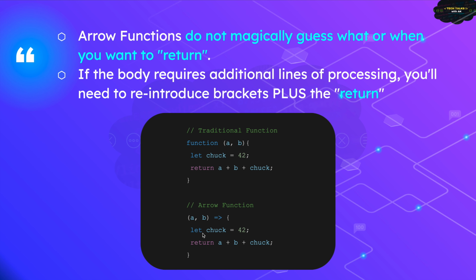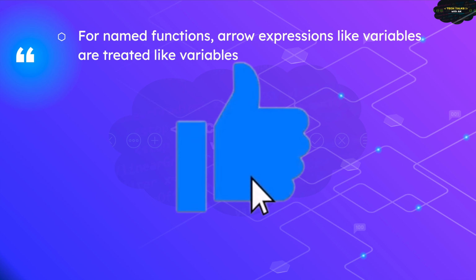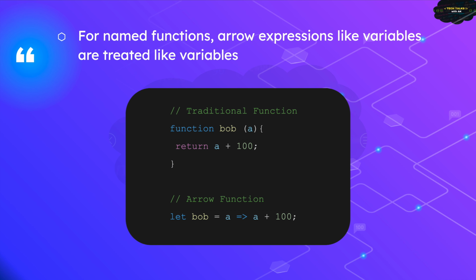Inside the body, it has let chuck is equal to 42, which returns a plus b plus chuck. So here we are made to add or reintroduce curly braces or brackets and the return keyword. For named functions, arrow expressions are treated like variables. Let's look at the example. In a traditional function, we have function bob which accepts a and returns a plus 100. In an arrow function, let bob is equal to a arrow a plus 100. So bob is treated as a variable.